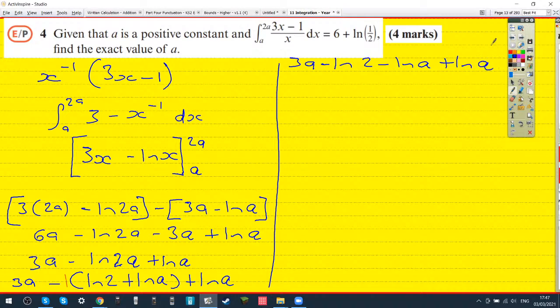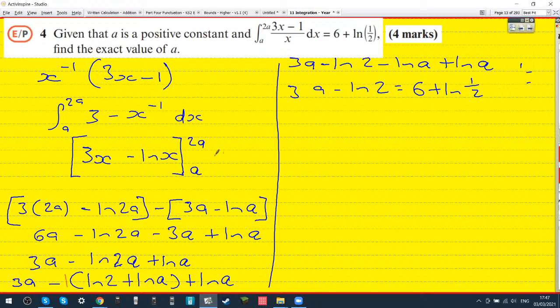3a minus ln 2. Yep. And that'll be a simpler way to go about this. So when you have 2a, if you don't get rid of a, just split it into two different things and simplify it. Keeps things simple. All right.